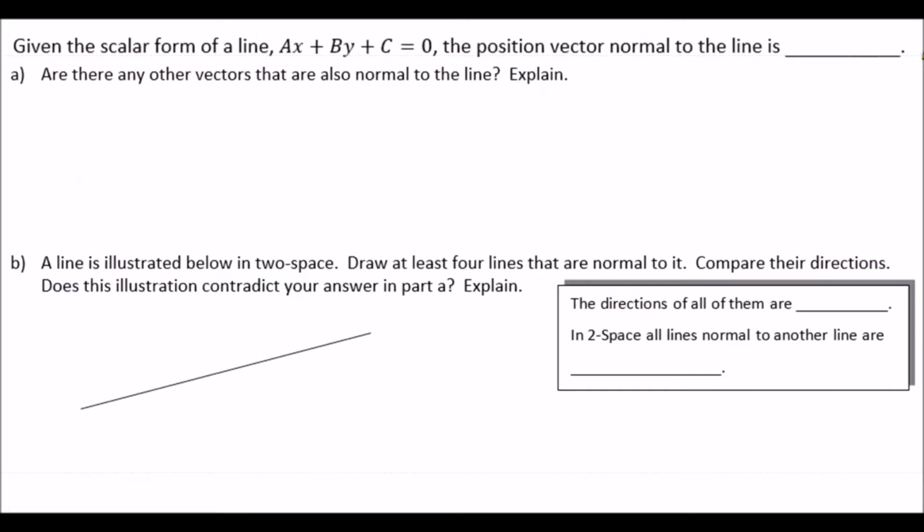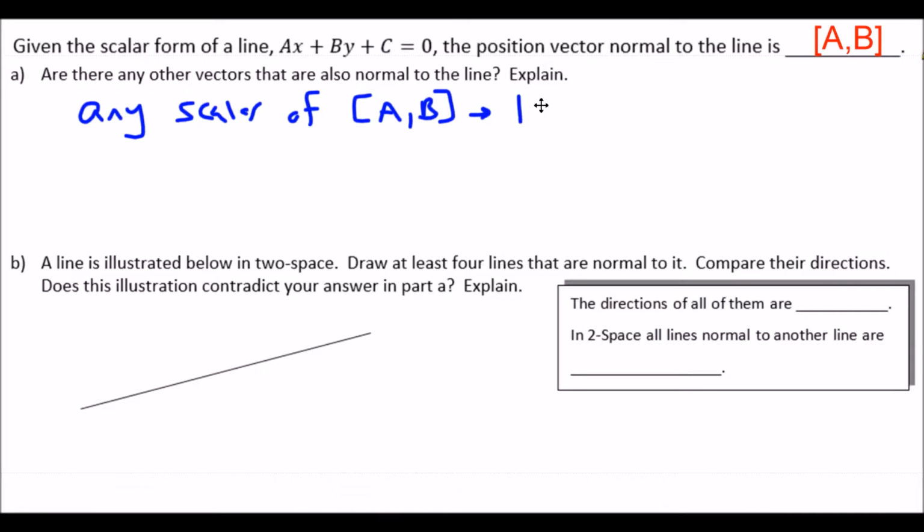Given the scalar form of a line ax plus by plus c, the position vector to the line is (a, b). Are there any other vectors that are normal to the line? Well, absolutely there are. What are they? Basically, any scalar multiple of (a, b), like k(a, b), where k belongs to the reals.